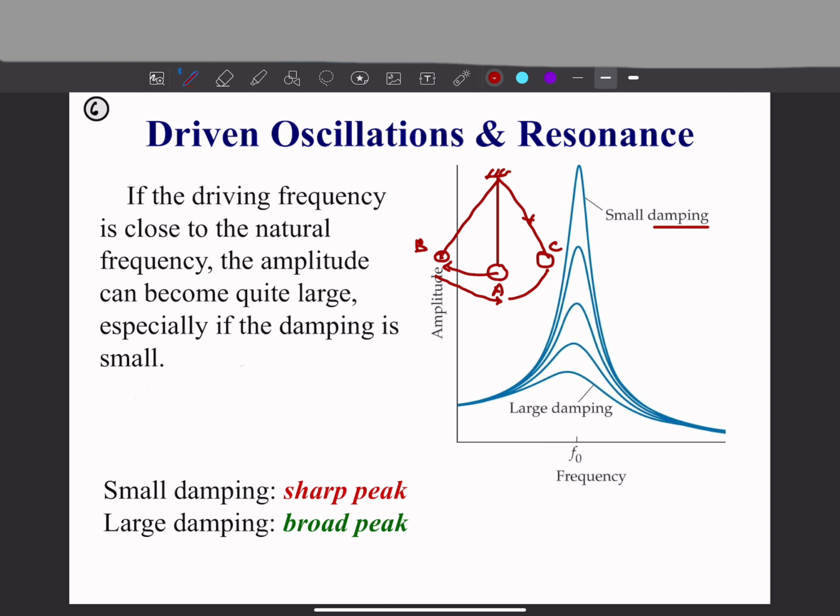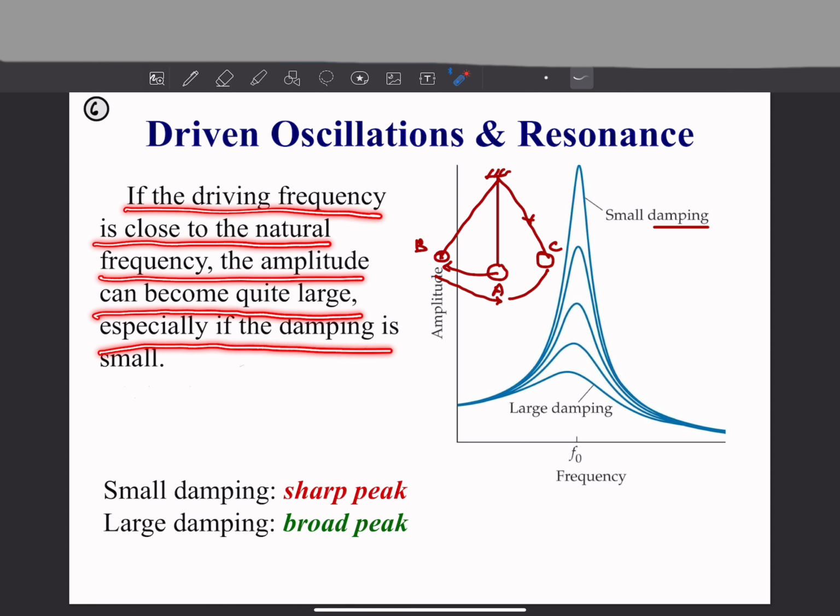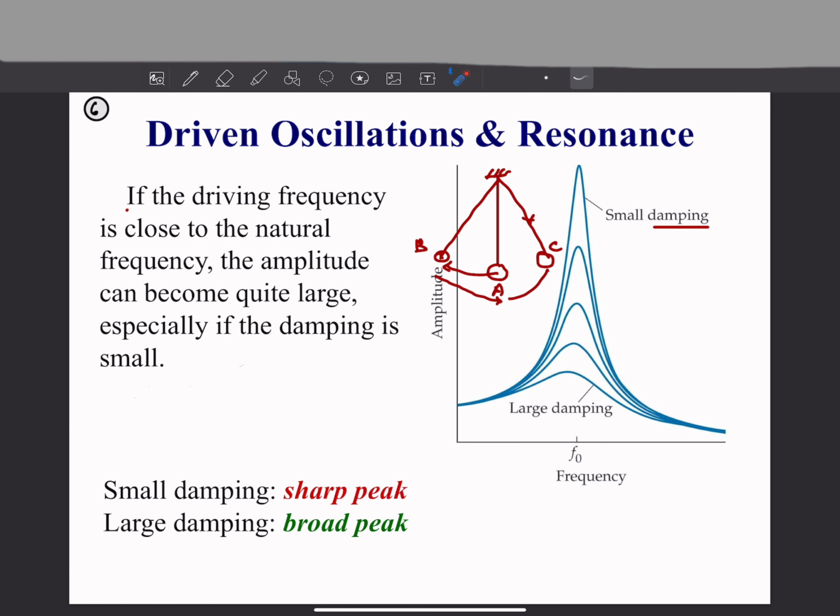Here I just want to give you some idea of the situation of damping. If the driving frequency is close to the natural frequency, the amplitude can become quite large, especially if the damping is small. So this is the situation of small damping. If you consider an example like a pendulum where only air friction is acting as a damping force, the resonance will give you a very high amplitude. This is very important.